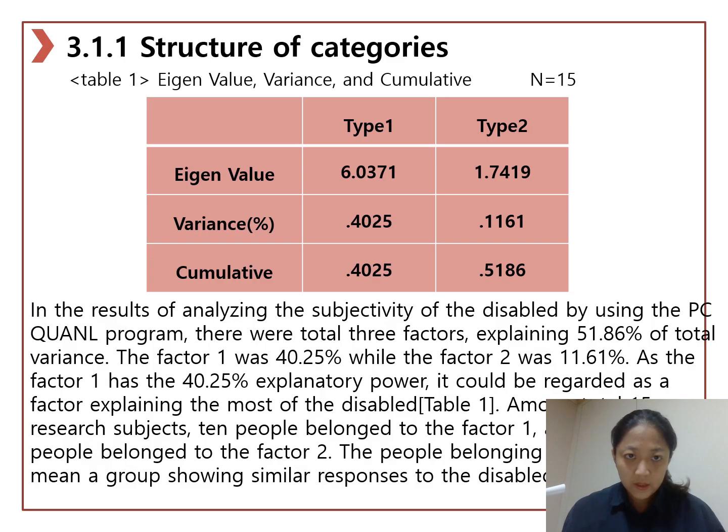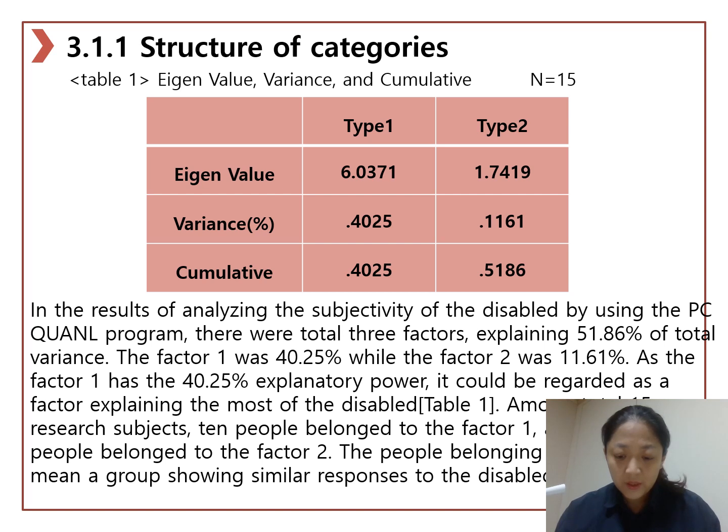Result. In the result of analyzing the subjectivity of the disabled by using the PC QUANAL program, there were a total of two factors explaining 51.86% of total variance. Factor 1 was 40.255%, while factor 2 was 11.61%. As factor 1 has the 40.255% explanatory power, it should be regarded as the factor explaining most of the perception of the disabled.